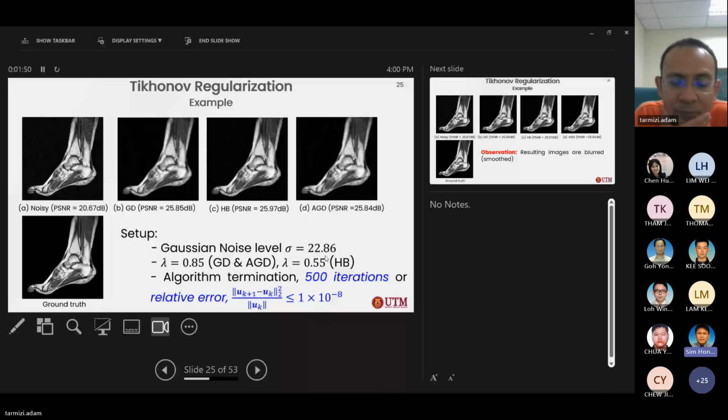Oh, okay. Sorry, for the last question. I'm just curious, for your current slide that you are showing, you are using lambda equals 0.85 for gradient descent and accelerated gradient descent, and lambda equals 0.055 for heavy ball. So is there any rationale to choose these different values for different methods? This one is trial and error also. The one that we get here is the best that we can get. These are the values. That's just trial and error.